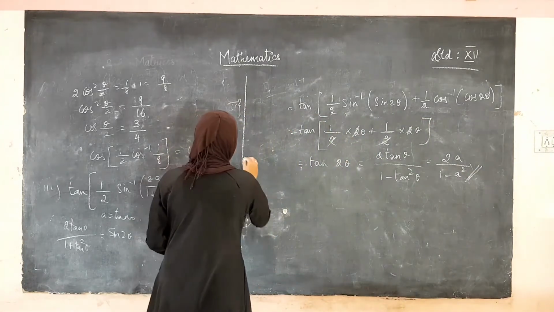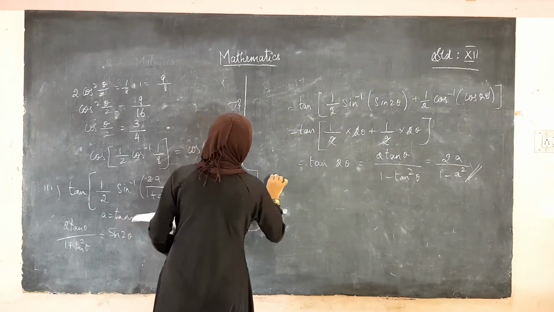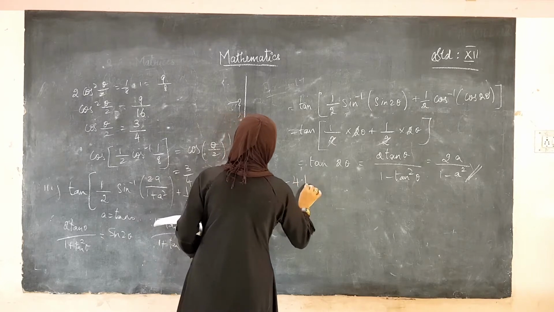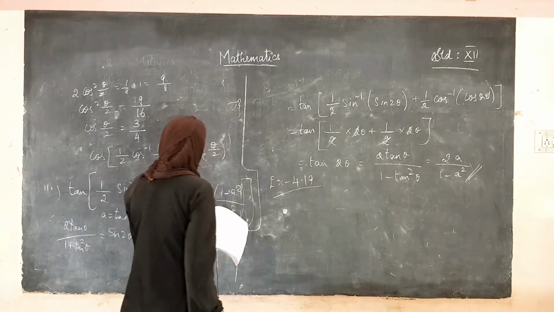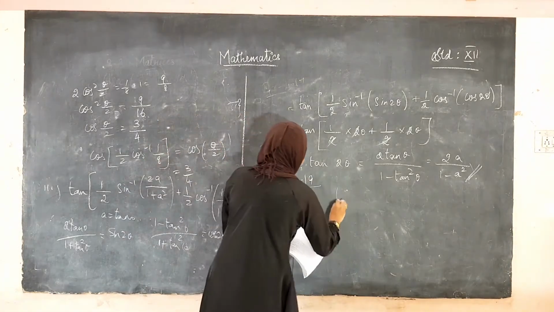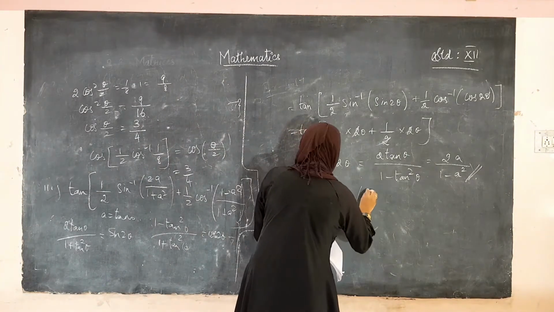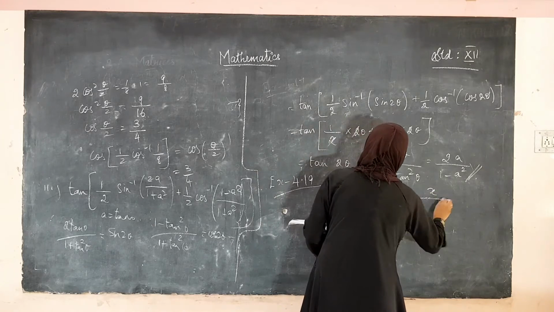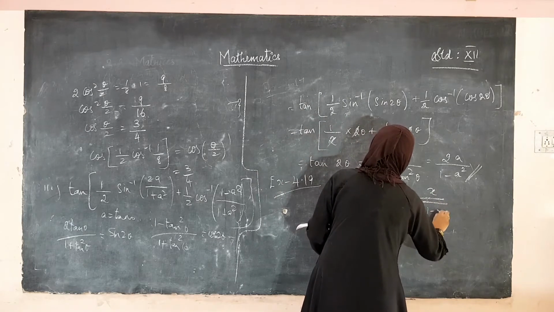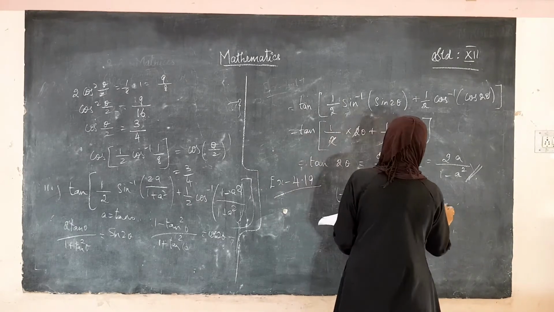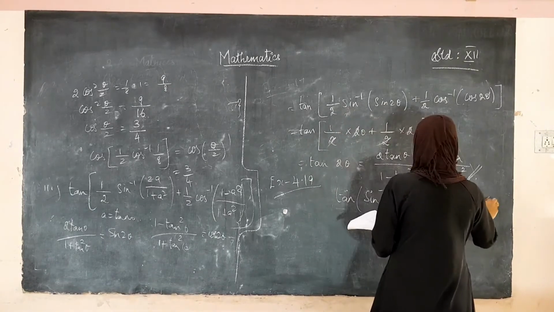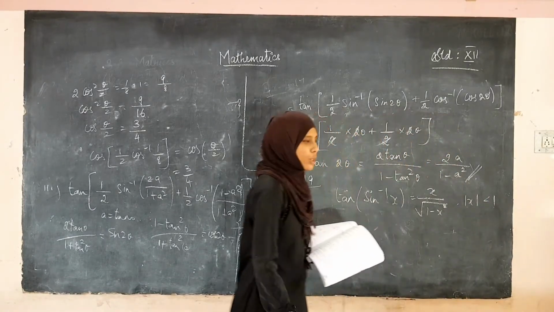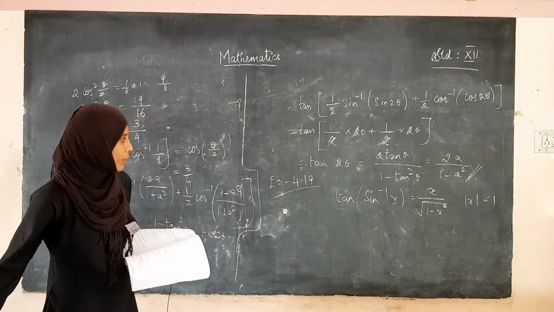Okay. Now let us see the example 4.19. What's the question? They have asked us to prove tan of sine inverse of x is equal to x divided by root of 1 minus x square, for which modulus of x is less than 1. The value of x should be from minus 1 to 1.